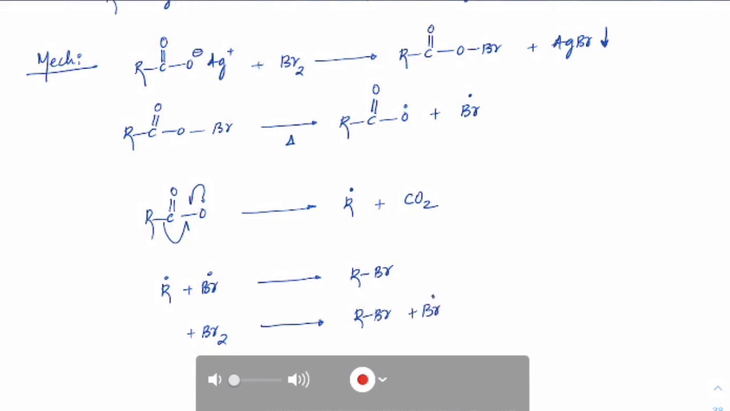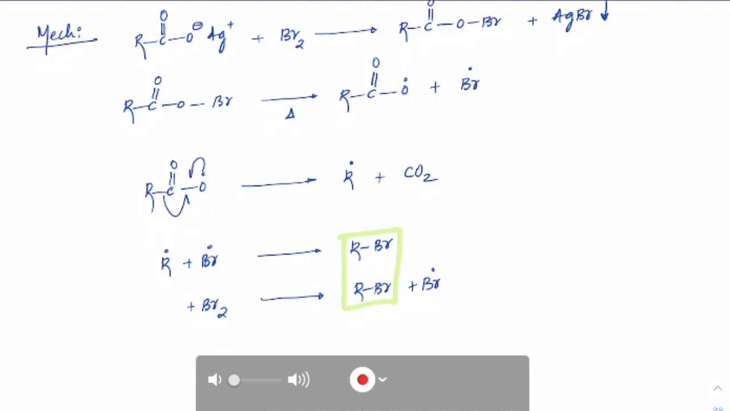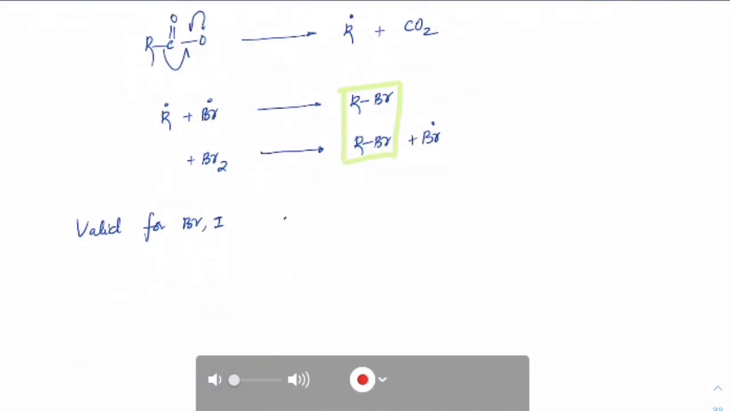So that's how we get the preparation of alkyl halide, and this is valid for bromine and iodine. Okay, chlorine not so much. The reaction will take place, it is slow, but if you check the percentage yields, it is found that 3 degree is better than 2 degree, which is better than 1 degree.